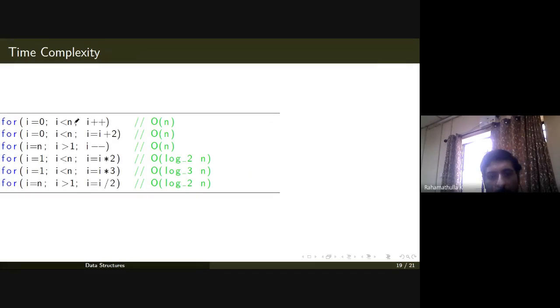So as a summary, for i equal to 0, i less than n, i plus plus, it is order of n time. i equal to 0, i less than n, i equal to i plus 2, it's also order of n. You decrement, then also it is order of n. You multiply by 2, it's log base 2 of n. You multiply by 3, it's log base 3 of n. You divide by 2, it's again log base 2 of n. So you can take these as a formula and combine all the possible combinations, then you can get different complexities.